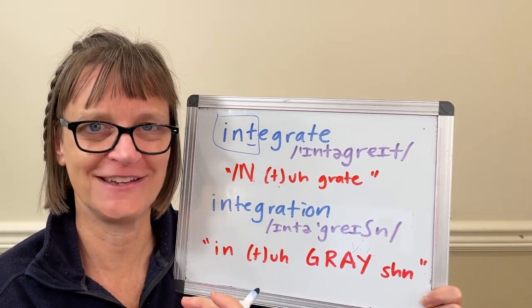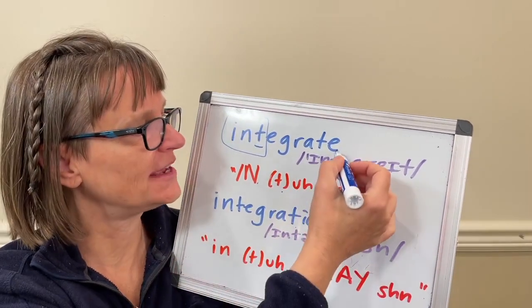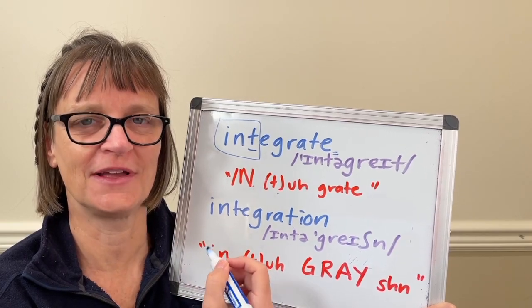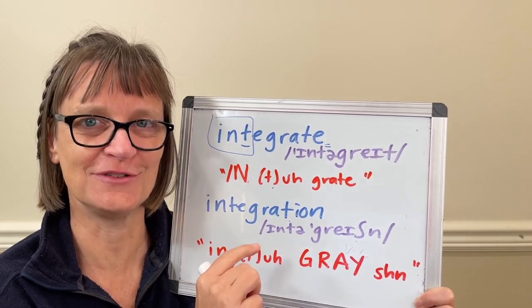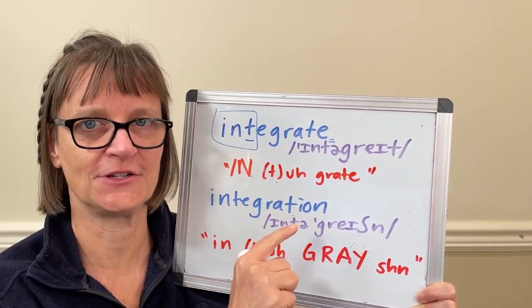It's perfectly fine to say the T, but if I do say the T in integrate, I will say a true T like I say at the start of a stressed syllable or the start of a word. We don't tend to say integrate. So if there's an N, we don't use a flap T. So either integrate or integrate.